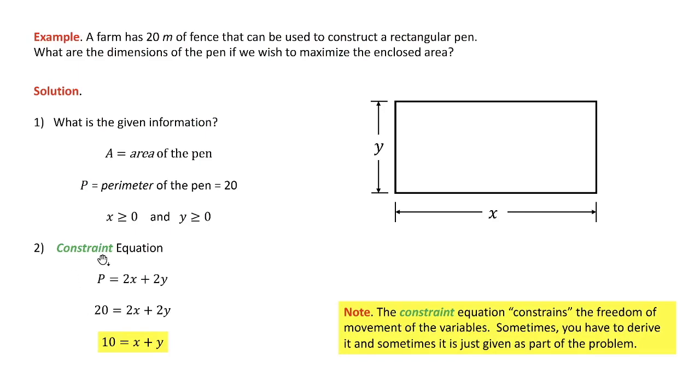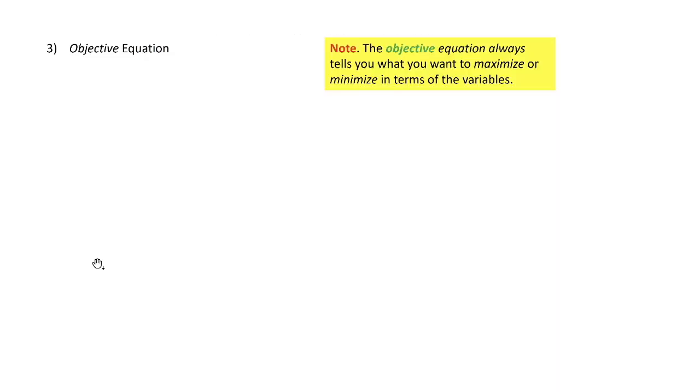Once I have the constraint equation, and again, you will see this in other classes. This is not unique to a calculus exercise. So I have a constraint. Now what I need is what's called the objective equation. The objective equation is the equation you want to maximize or minimize. In this case, what do I want to maximize or minimize? The area. So I need an equation involving the area, and then I'll turn it into a function.